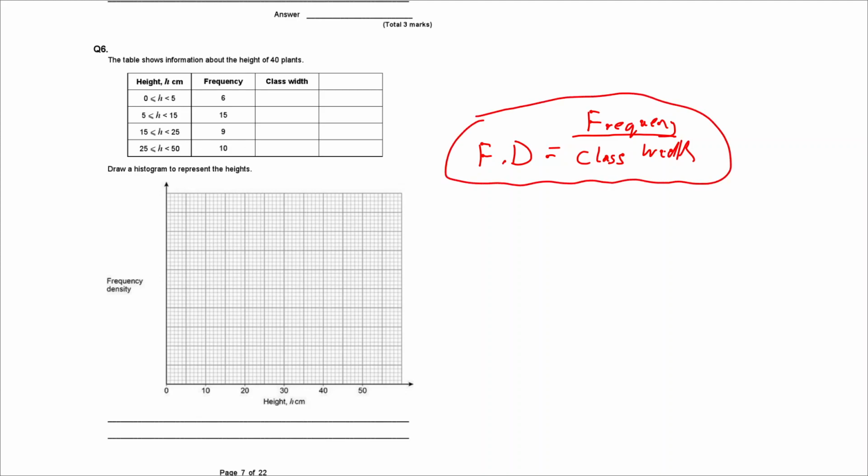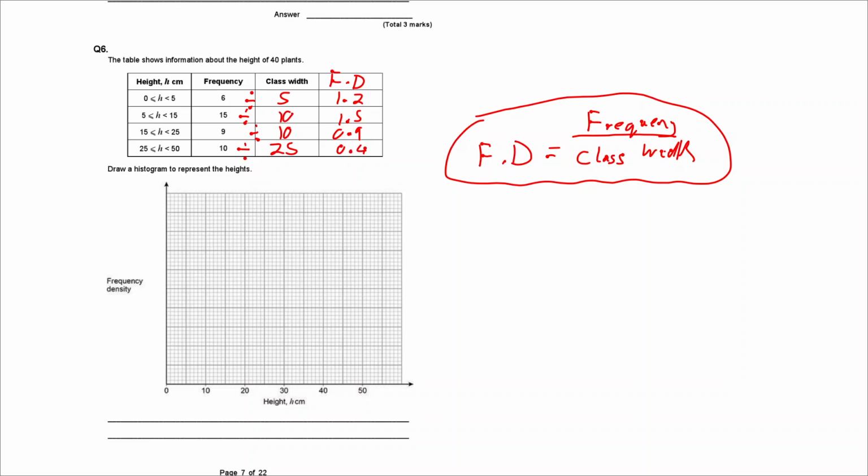Now the class width is just the difference between the intervals. So between 0 and 5 is a difference of 5. Between 5 and 15 is 10. Between 15 and 25 is 10. Between 25 and 50 is 25. And then this section is to get the frequency density, because you need that on your diagram. So the frequency is 6, and you divide it by the class width: 6 divided by 5 gives you 1.2. 15 divided by 10 gives you 1.5. 9 divided by 10 gives you 0.9. And 10 divided by 25 gives you 0.4.